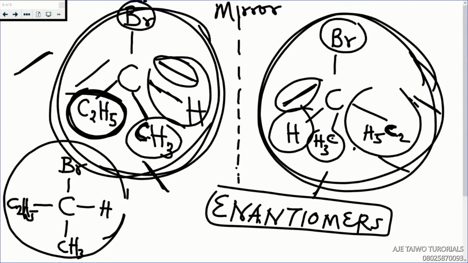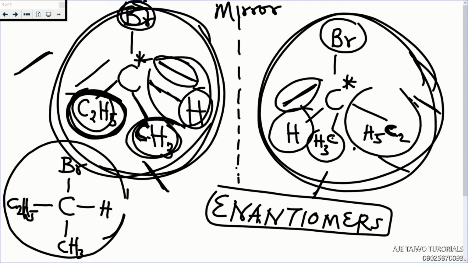And why is this molecule able to do this? Because the carbon atom is chiral. That central carbon atom is chiral. What makes it a chiral carbon atom? Because four different groups are attached, surrounding it.